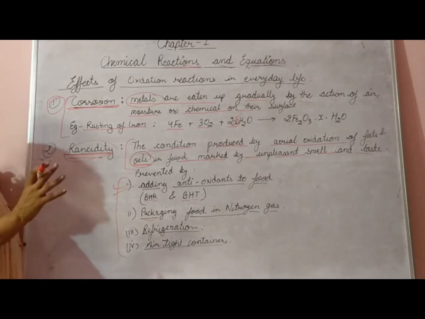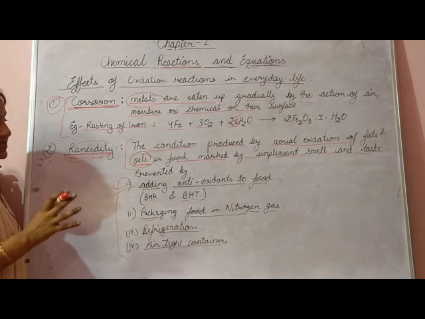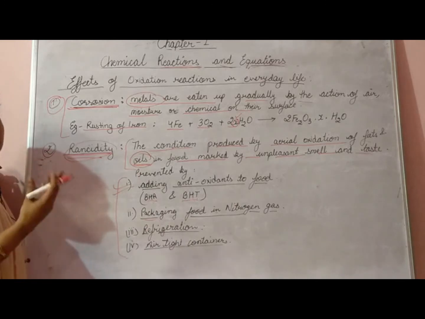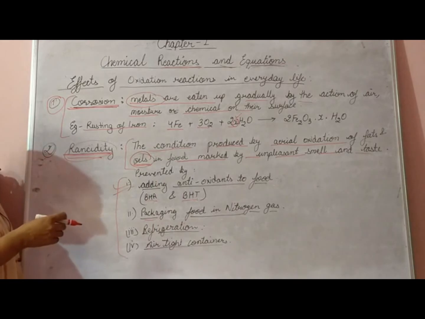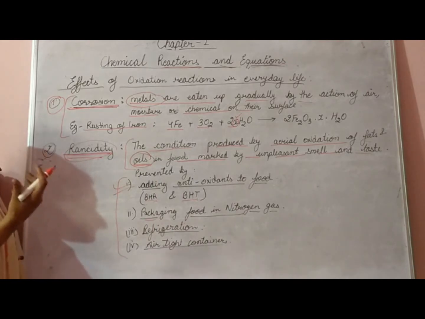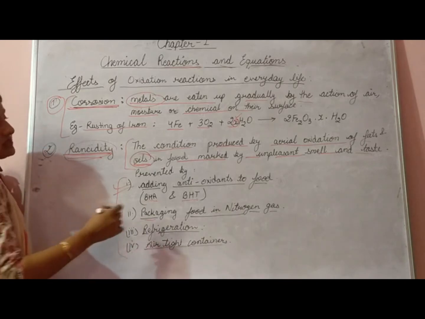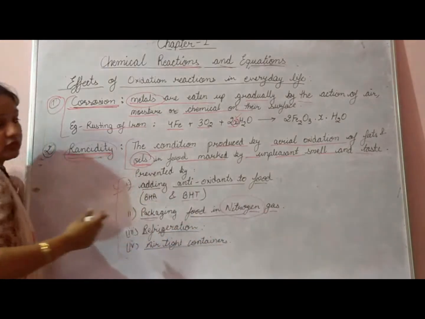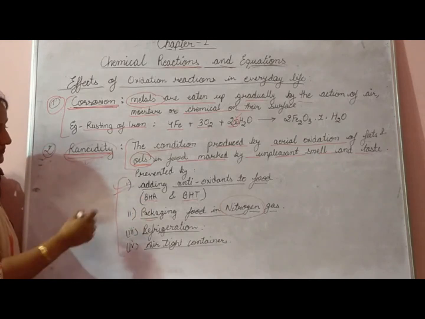Next method is packaging food in nitrogen gas. We can pack the food which contains fat and oil in packets which have nitrogen gas, or sometimes helium gas also, but basically we use nitrogen gas. For example, the potato chips that we purchase from the market. Those potato chips are basically filled with nitrogen gas to prevent rancidity of food.